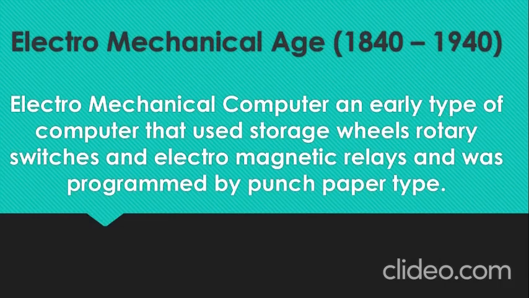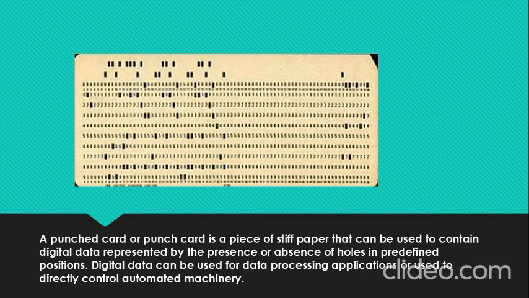Electromechanical age 1840 to 1940. Electromechanical computer, an early type of computer that used storage wheels, rotary switches and electromagnetic relays and was programmed by punch paper tape. In this age, punch card data processing technology was used. Punch cards were invented about 1750 for the control of textile looms and were adopted for use by Herman Hollerith in the 1890 US Census.